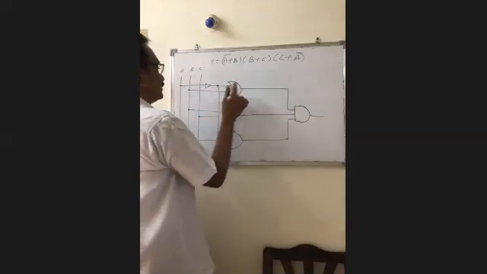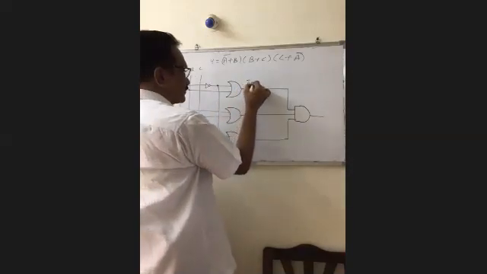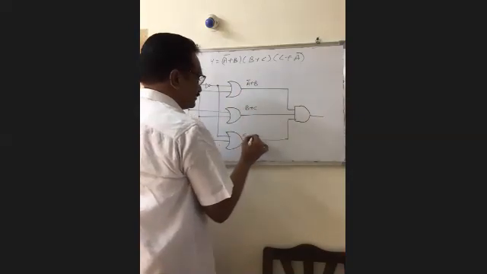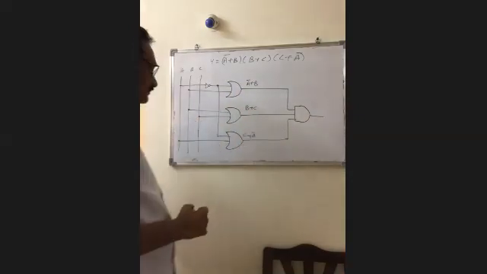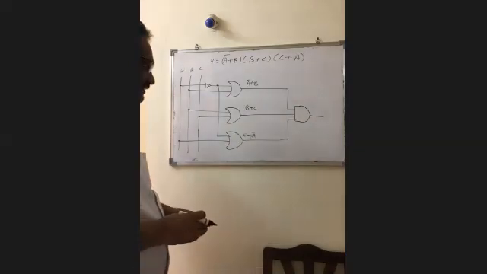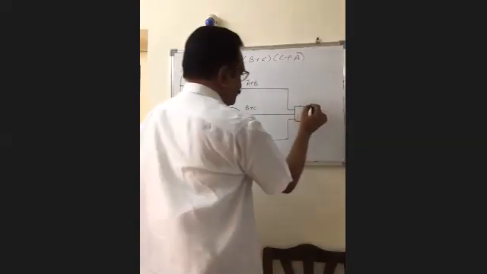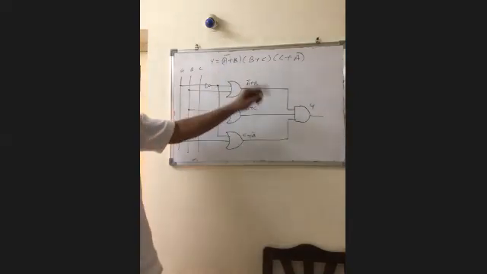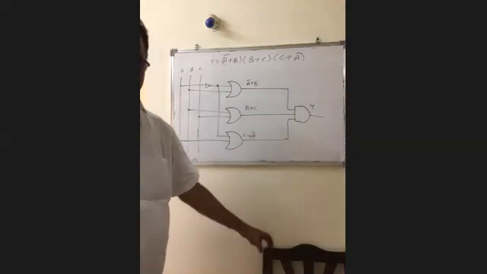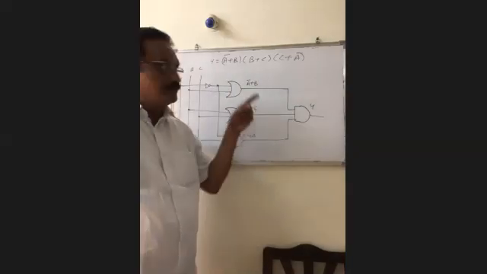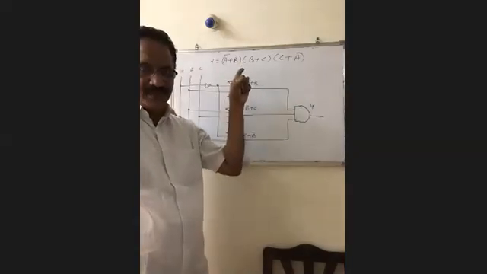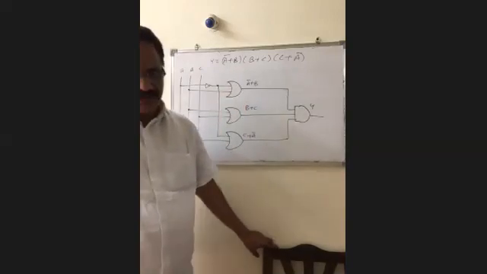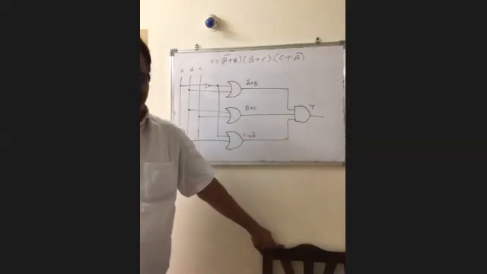Output of this one is equal to A bar plus B. This one is equal to B plus C. And this one is equal to C plus A bar. No doubt in that one, Y equal to A bar plus B multiplied by B plus C multiplied by C plus A bar. This is the realization of a given product of sums expression by using AND, OR, and NOT gates. Draw that one.